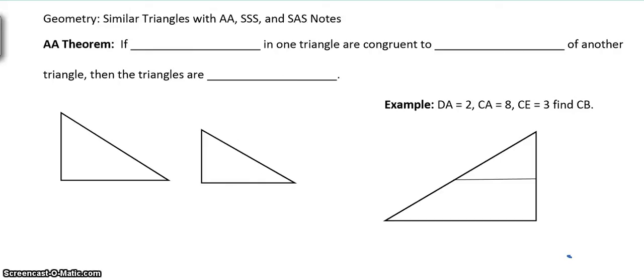Now, today we're going to talk about similar triangles with angle-angle, side-side-side, and side-angle-side. So, you hear those dreaded words and you think congruent triangles. Well, we can also use them with similarity, and there's a few theorems we're going to go through, and we're going to practice some examples and how to show that triangles are similar using these different methods.